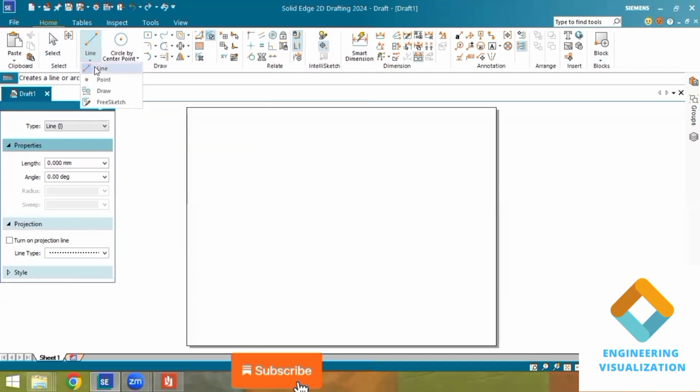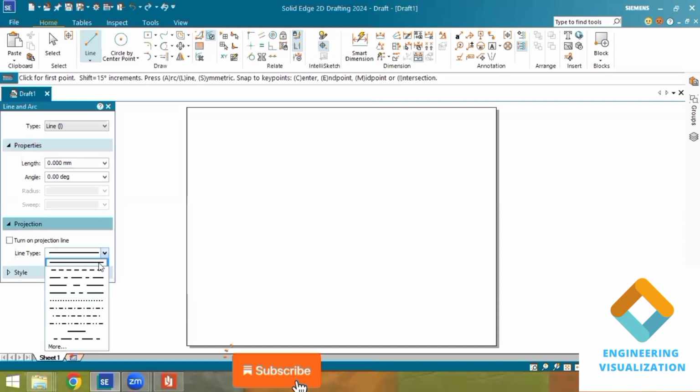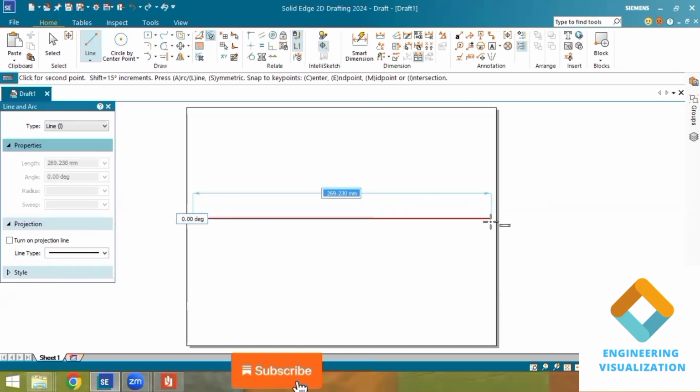Projection of point problem. This is Solid Edge 2024 student version. First I'm going to draw an XY line.